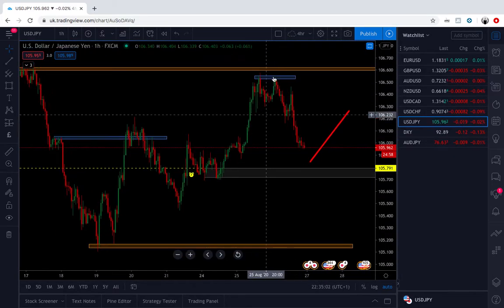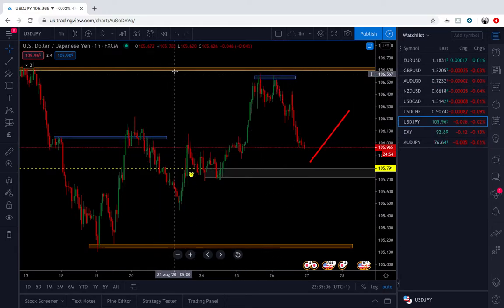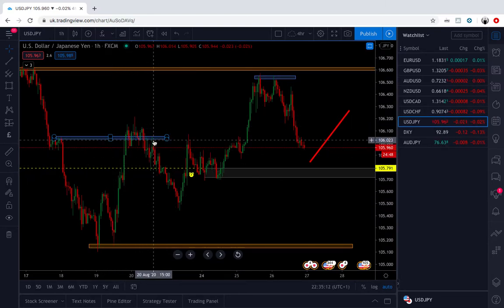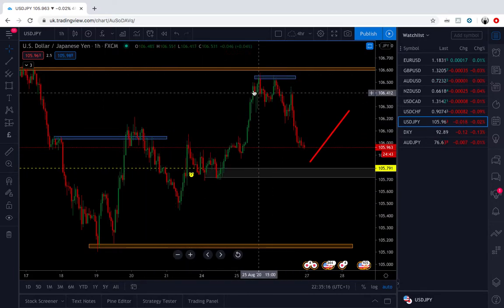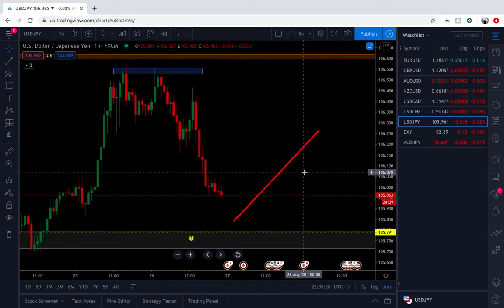So keep these three in mind. One is, if it breaks the zone, it can go to the next zone. Second option is, if it breaks the zone, it can come back, retest, and then go down. Third option is, you can break the zone and then make another new zone like this, and that's what happened with UJ, a perfect example.